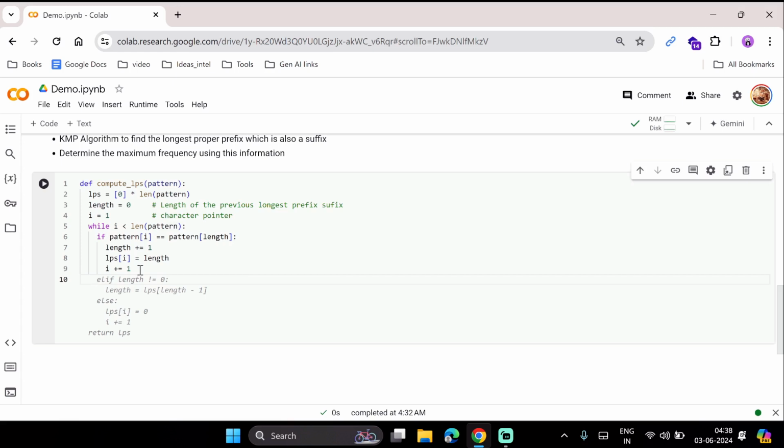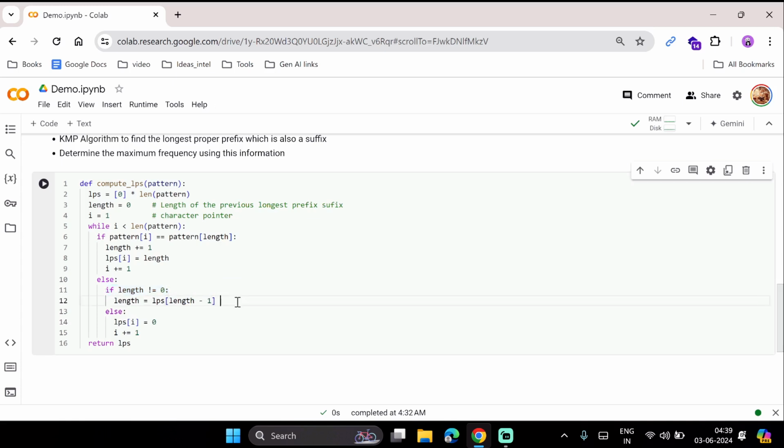Now, what else can happen? Else, there could be two other things. One is that length is 0, or length is not 0, right? If length is not equal to 0, we need to use the previously computed LPS values only.